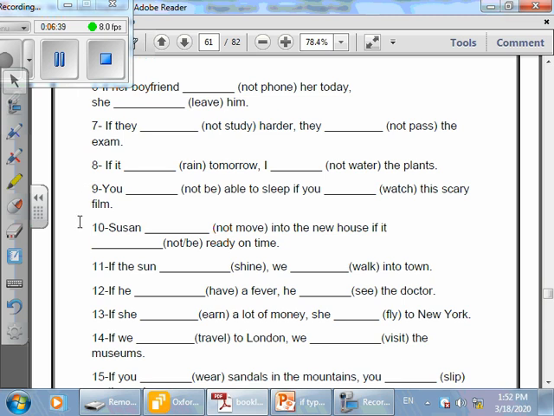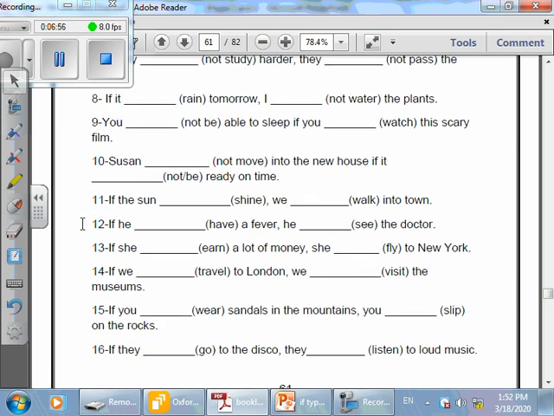Susan not move into the new house if it not be ready on time. Susan will not move into the new house if it is not ready on time. If the sun shine, we walk into town. If the sun shines, we will walk into town. 12. If he have a fever, he see the doctor. So the answer is, if he has a fever, he will see a doctor.